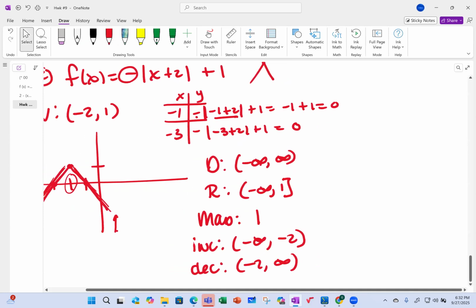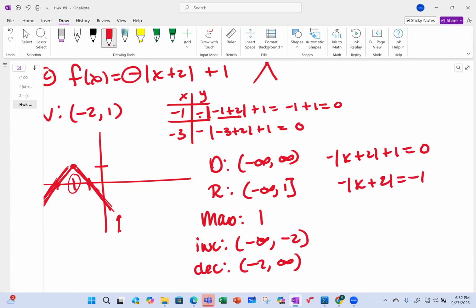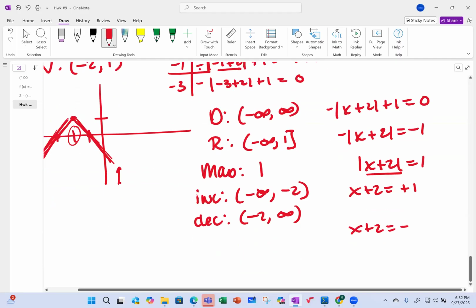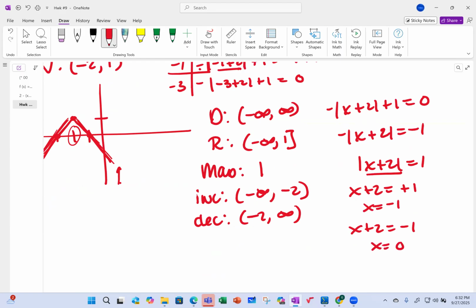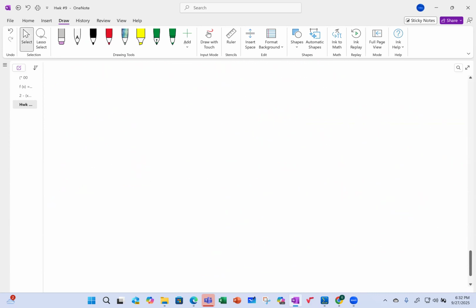The zeros, good algebra here, often seen on the SATs as kind of absolute value. I'm going to subtract 1 from both sides. I'm going to divide out that negative, and I'm going to take this inside stuff and set it equal to 1 as well as negative 1. Subtract the 2 to get negative 1. Subtract the 2 to get 0. Sorry, not 0, negative 3. And there are my answers. So here is my zero, negative 3, and there's my zero, negative 1.